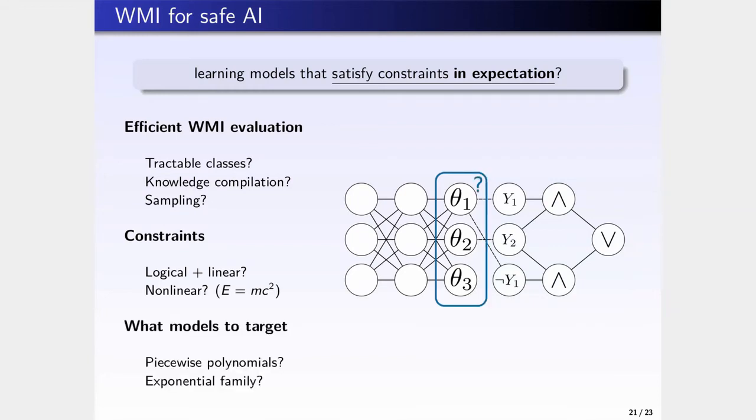And then, of course, also what kind of models should we target, right? People have been working with piecewise polynomials because they're convenient to work with. They are closed under multiplication, summation, and also under integration. So if you integrate a polynomial, of course, you get a polynomial. So they're nice from this perspective, but of course, they're not really good at modeling natural distributions, right? For instance, most neural networks actually parameterize distributions from the exponential family instead.